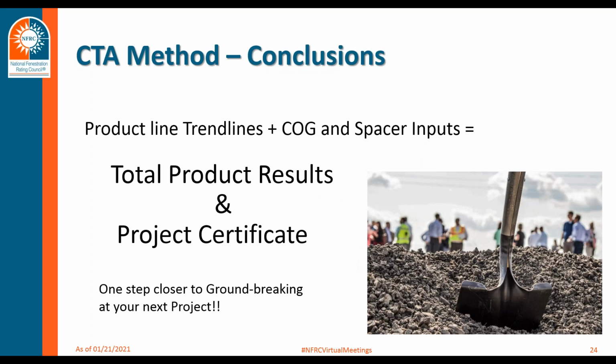So very simply, product trend lines plus center of glass and spacer inputs will result in total product results, and the project certificate may be generated and or issued. And now you're one step closer to getting your project up and going.